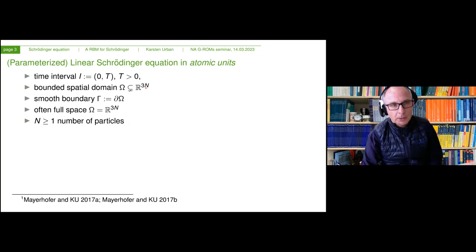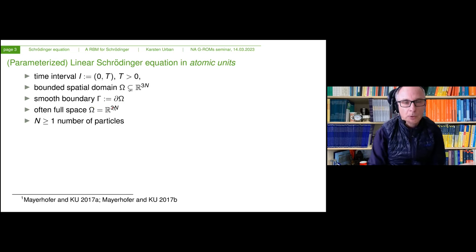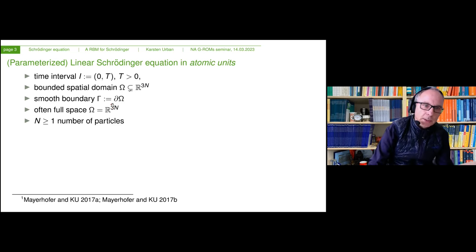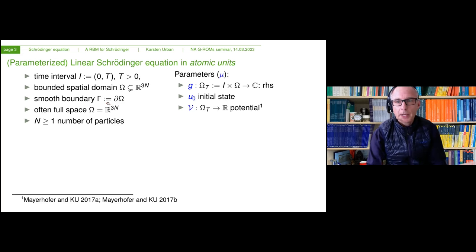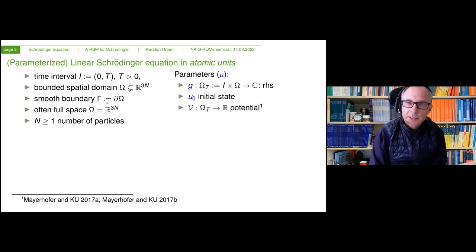Some people do often consider the full space, namely omega equal to R^n, but here we consider a bounded one. But taking a limit, as long as you assume certain decay properties of the involved functions, is the same as well. The boundary is assumed to be smooth. That is somehow important. And I also consider certain ingredients that we might see in the RB setting as parameters.